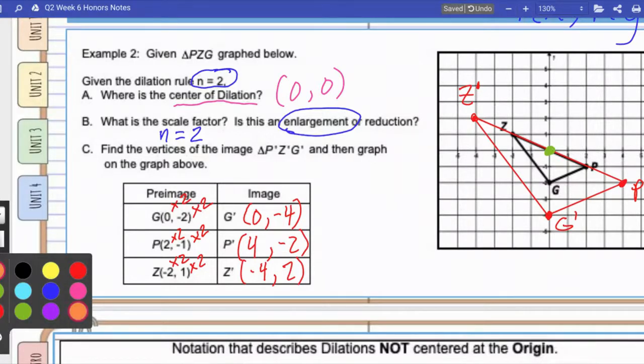Also, if I look at just counting, if I wanted to go from the center of dilation to point Z, I would go up 1 to the right 2. But if I go from the center of dilation to point Z prime, I go up 2 over 4. Well, those numbers are doubled because the center of dilation was the origin and the scale factor was 2.